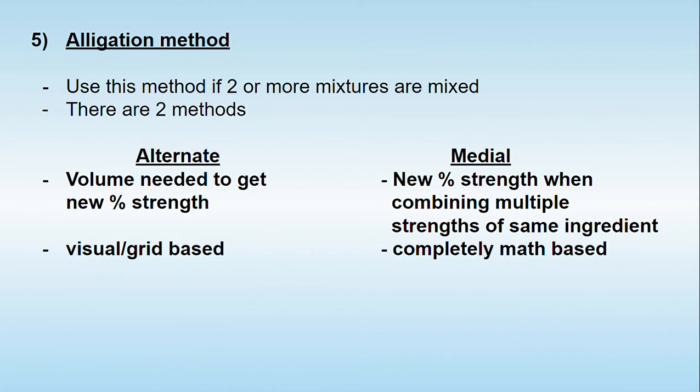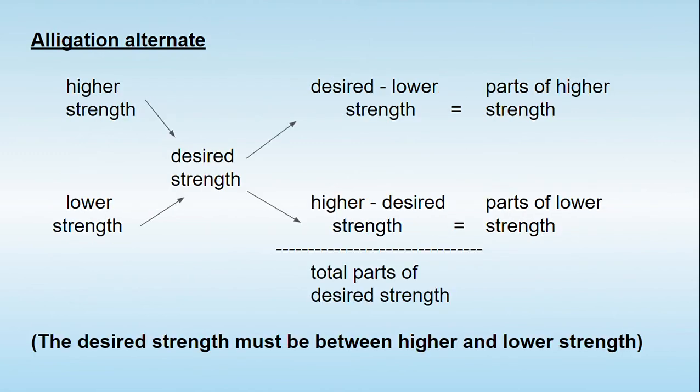When I am going to combine two or more strengths of the same ingredient, and I want to find out the newer strength of the resulting mixture, then I will use the medial method. The alternate method is either visual or grid based, while the medial method is completely based on mathematical aspects. Now let's try to understand each method in detail.